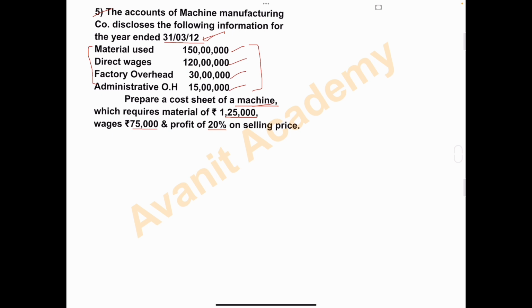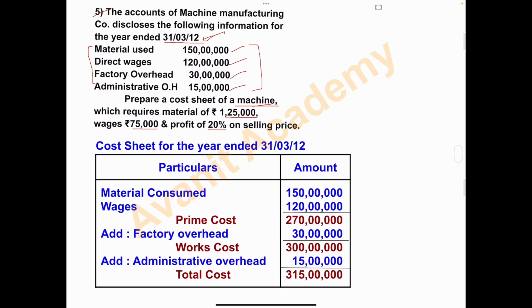Let's prepare the cost sheet for the year ended 31st March 2012. Write the heading: Cost sheet for the year ended 31st March 2012. Columns: Particulars, Amount. So by taking all the above information, we have to prepare the cost sheet. Material consumed is 150 lakhs. So write here material consumed, and the amount is 150 lakhs. Direct wages amount is 120 lakhs. Right here, wages 120 lakhs.